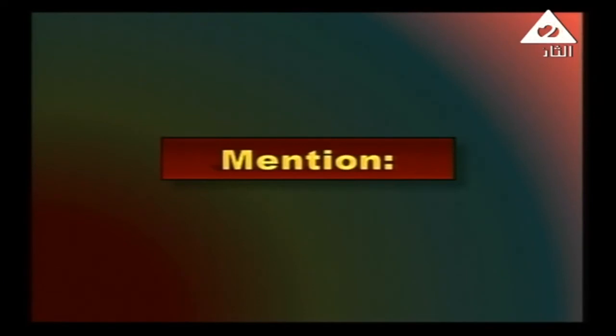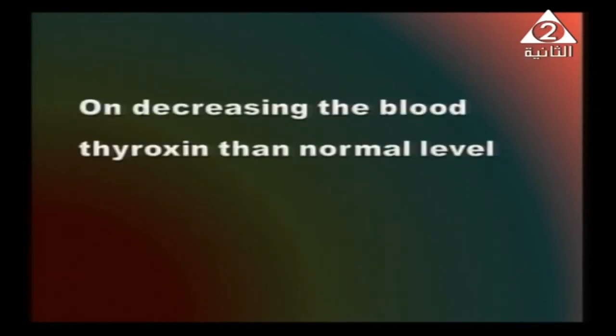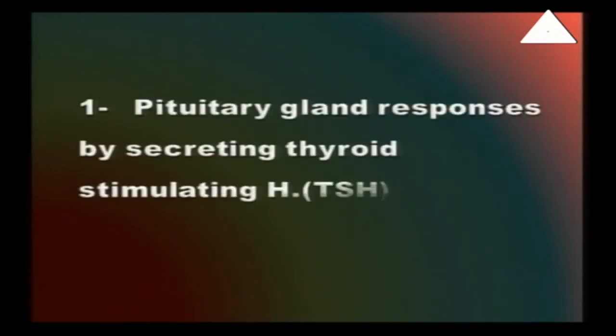Another type of question: mention the relation between the secretion of thyroid stimulating hormone and thyroxine hormone when the blood thyroxine level decreases. On decreasing the blood thyroxine level below the normal level, firstly, the pituitary gland responds by secreting thyroid stimulating hormone. Its abbreviation is TSH.